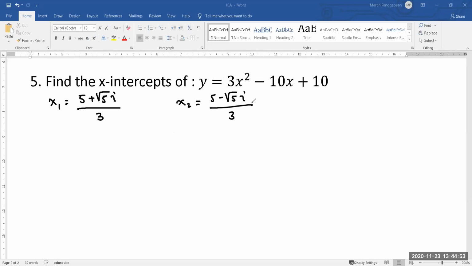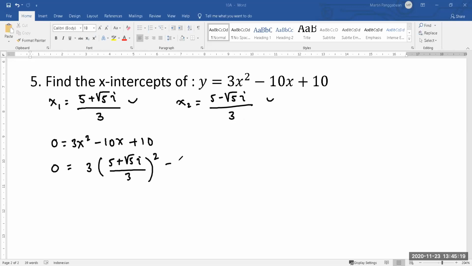Okay. So the thing is, since this is 0 equals 3x squared minus 10x plus 10, we are finding the x-intercept, right? So what you're doing on your homework, you can pick x1 or x2. For me, I like positive, so I will use the first one. So check whether 5 plus square root of 5i over 3 squared minus 10 times 5 plus square root of 5i over 3 plus 10 will satisfy 0.